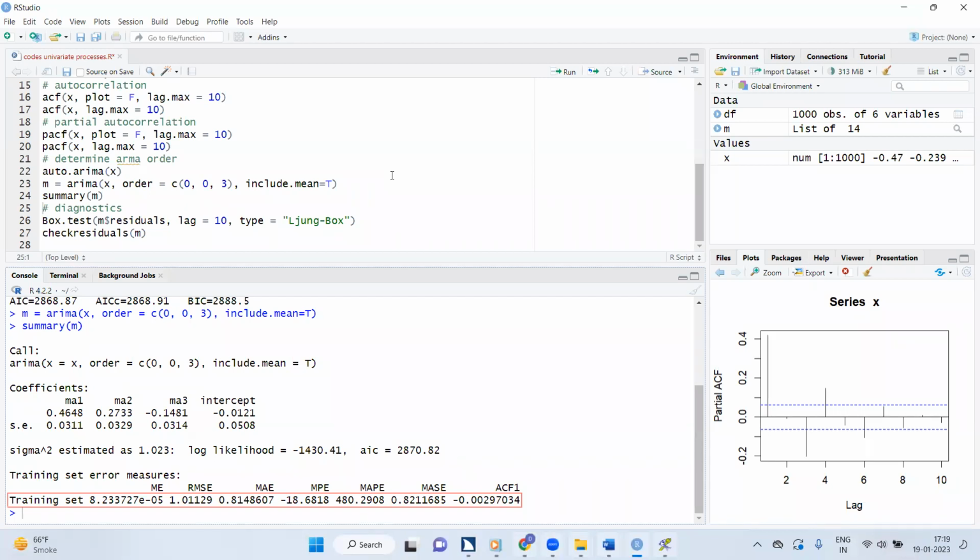So we have done two steps. We have identified the order, identification: we have MA3. Then we have estimated the model. And now diagnostics. Diagnostics means if everything goes well, there should be no pattern in the residuals. And how do we know there is no pattern?